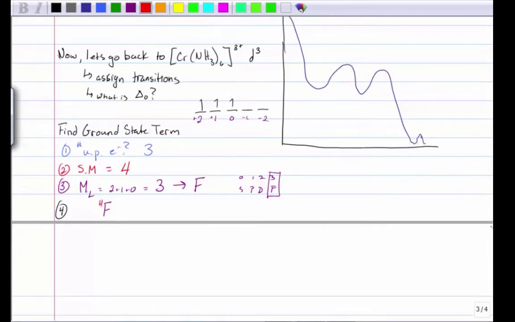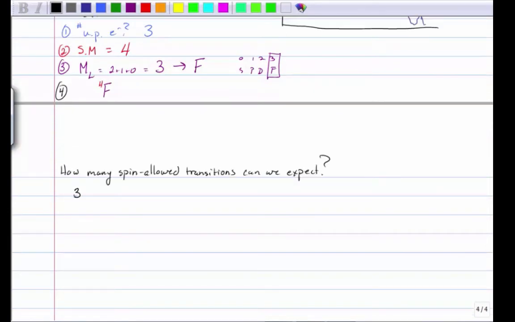We know how many d electrons we have, and we know our ground state term. Now, look at your Tanabe-Sugano diagram. For D3, is a quartet F the ground state term in that diagram? Good. That means you're right. Now, in an octahedral field, how many spin-allowed transitions would we expect? What are they? We can expect 3 spin-allowed transitions.